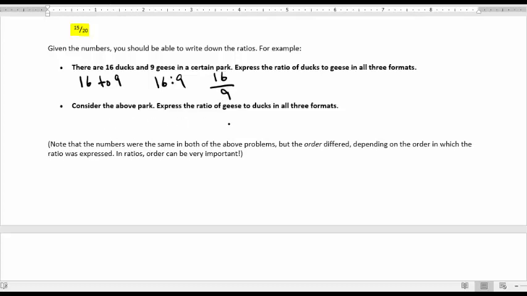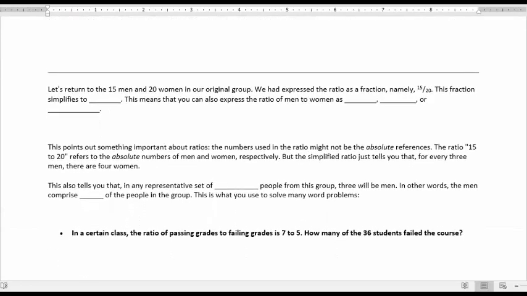And then if you're going to express the ratio of geese to ducks, you just reverse it. Because here I'm saying geese first, so there were 9 geese, and ducks second, there were 16 ducks. So this is going to be 9 to 16, 9 colon 16, or 9 over 16. So again, the order is very important when you're expressing ratios.